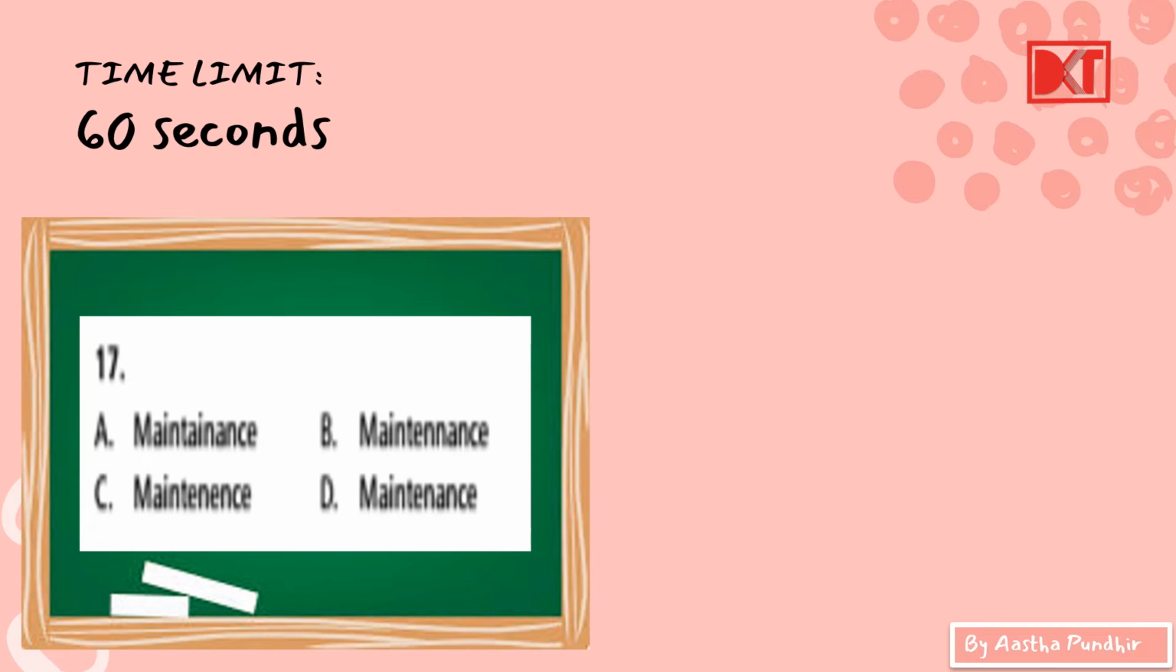All right, now the next word is maintenance. What maintenance means is basically sort of preserving something, or if you talk about it in terms of finance, it talks about financial support in a person's living expenses, etc. That's maintenance. So here the correct spelling of maintenance is D, M-A-I-N-T-E-N-A-N-C-E. Okay.